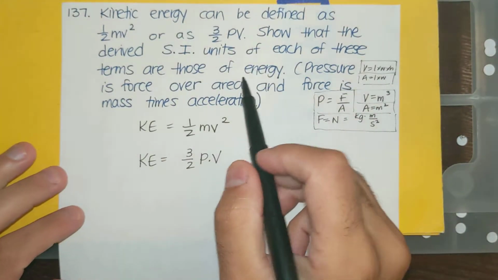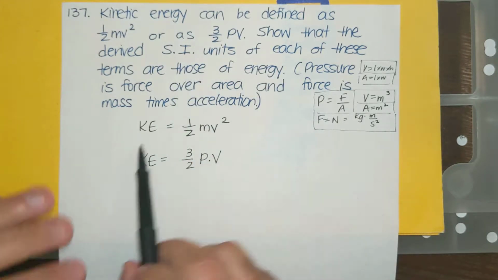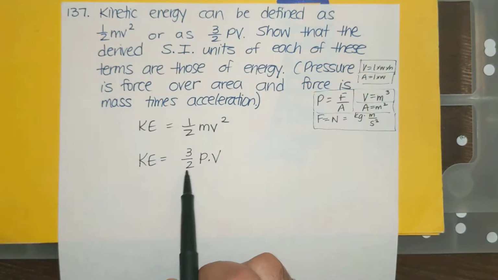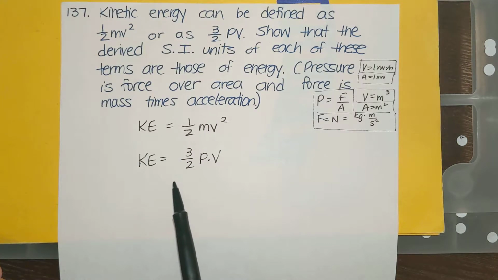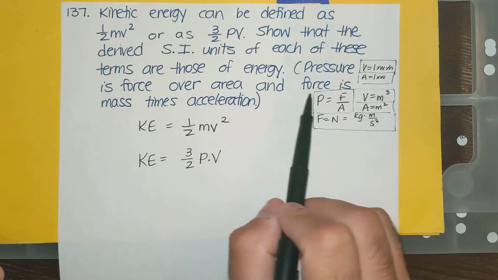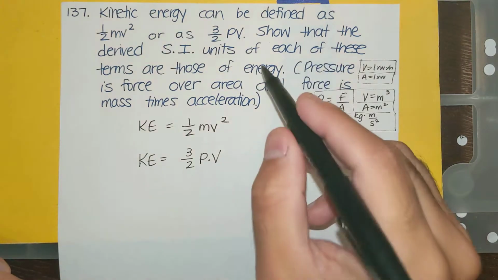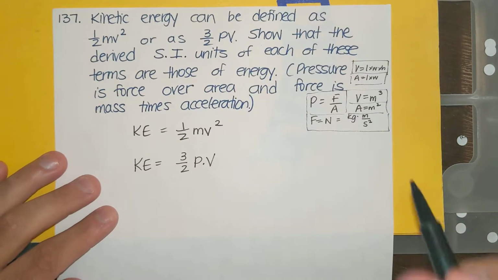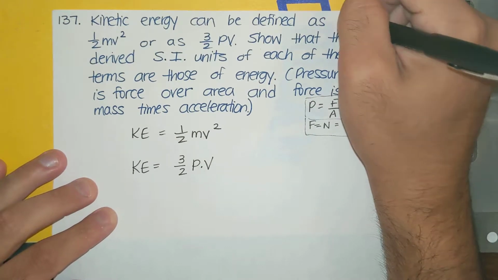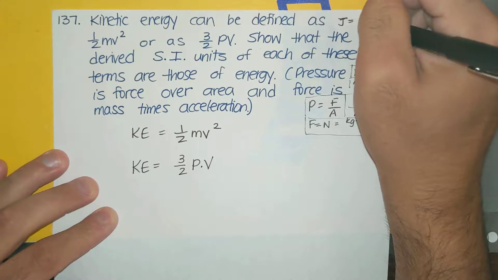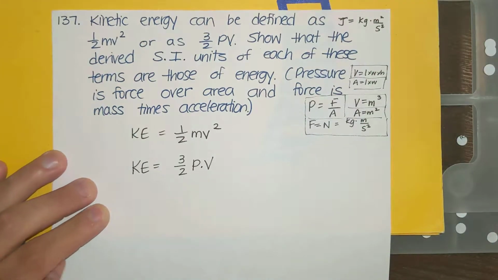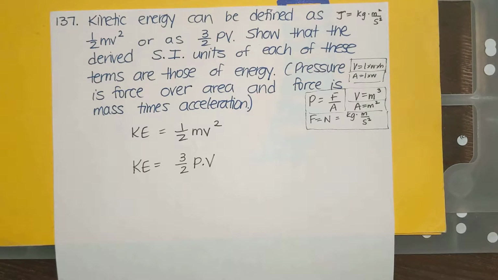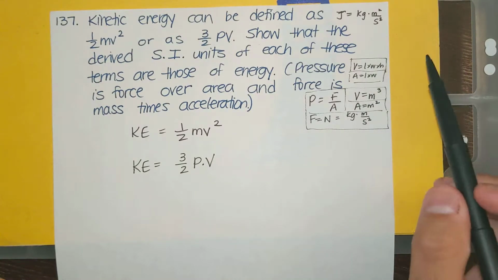But we want to show the derived SI units, not the 1/2 and the 3/2, by the way, that the units of these two are the same. Each of these are those of energy. Side note, the unit for energy is the joule, which is a kilogram times meter squared per second squared. That is found in your text. It's known, but just in case, we want to make sure that the units end up looking like this.